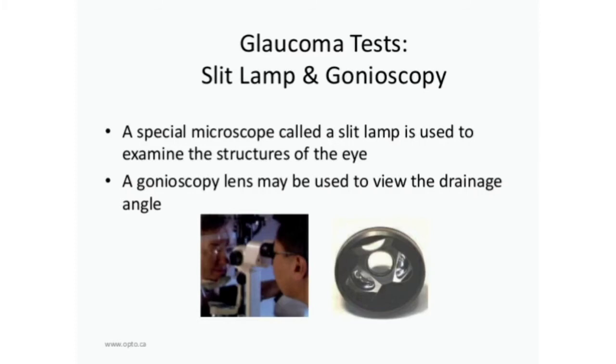Another is gonioscopy. A gonioscopy lens may also be used to find out the drainage angle, how much angle is there. Gonioscopy actually measures the angle. Gonioscopy lenses are used for measuring the drainage angle. So by these two methods, generally glaucoma can be understood.